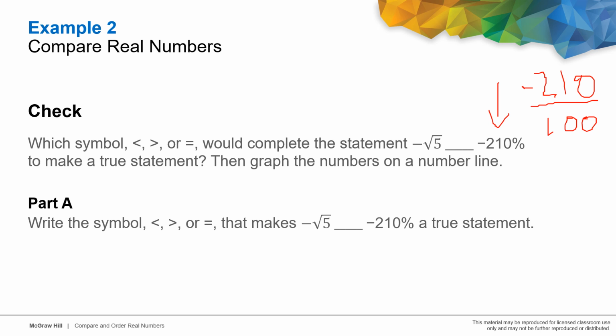Try this problem on your own. Answers on the next page. So when you compare your decimals, you should find out that the negative square root of 5 is less than negative 210%.